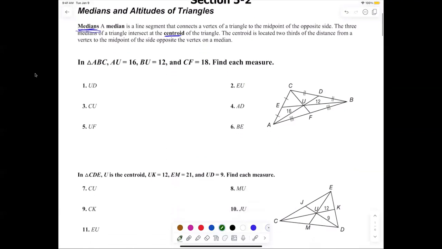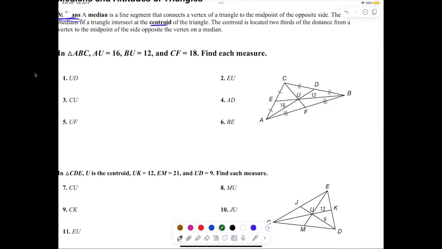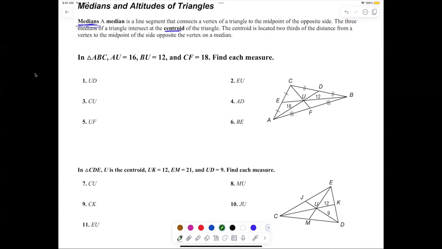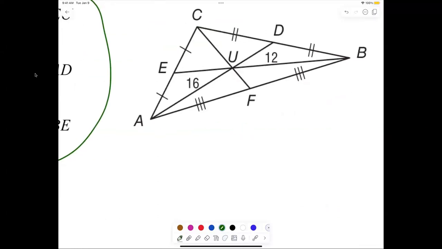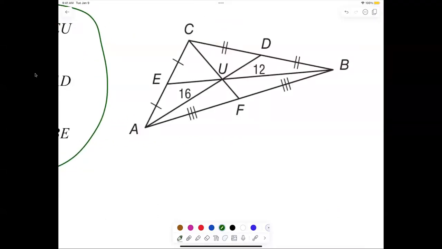Now Ava was trying to tell me something. Hopefully it's not messed up, but here we go. AU is 16. So let's not answer these questions, let's just answer what's on the figure. If somebody says, by the way, by looking at that, how do I know that that's the centroid? Can anybody tell me? Yeah, all of them. That's exactly what I want to hear. Because EC and AE are equal, CD and DB are equal, AF and FB are equal. That makes it the centroid, right?